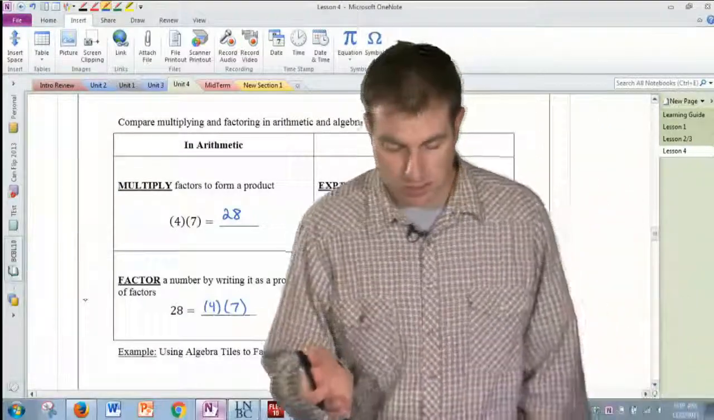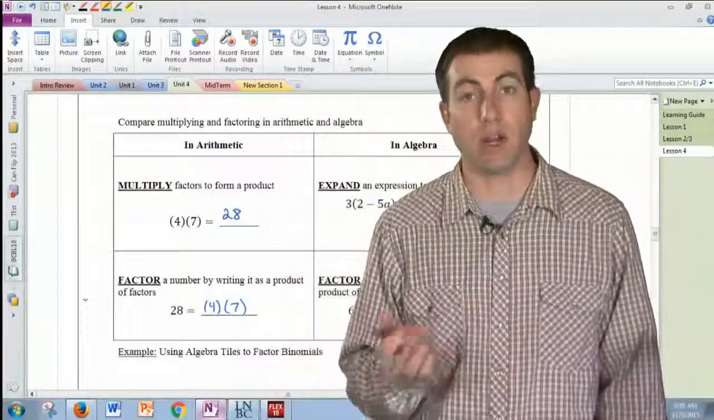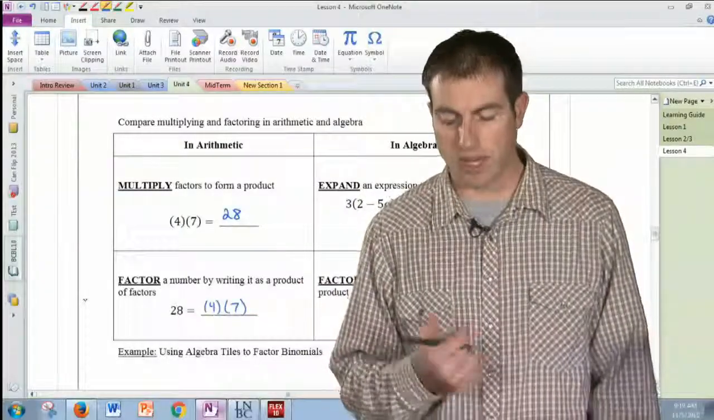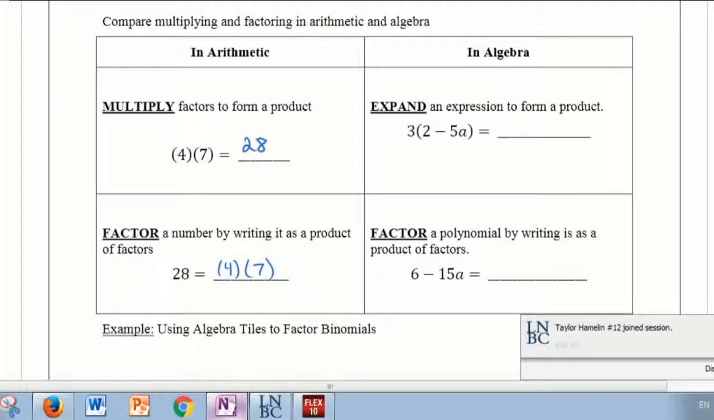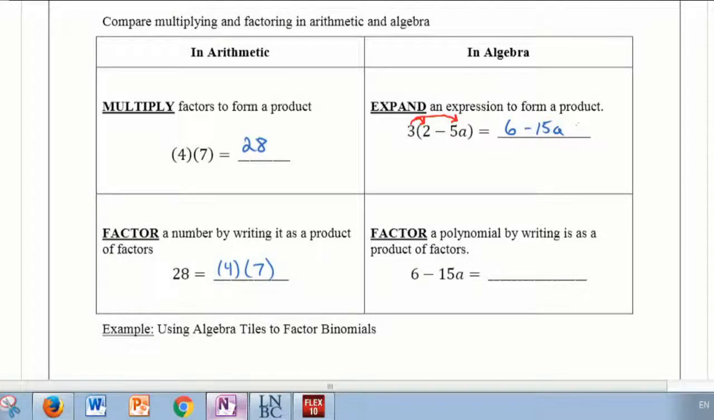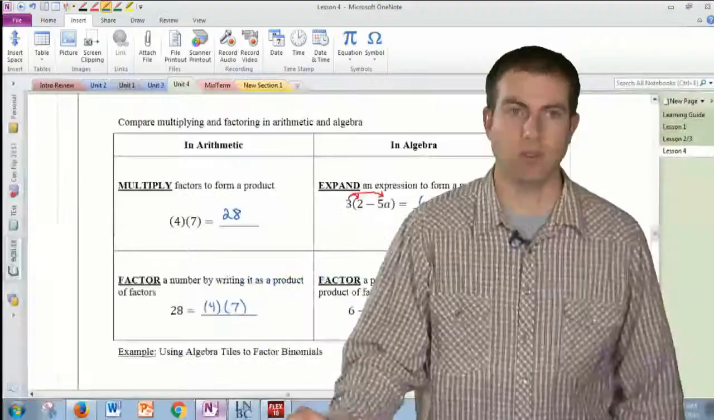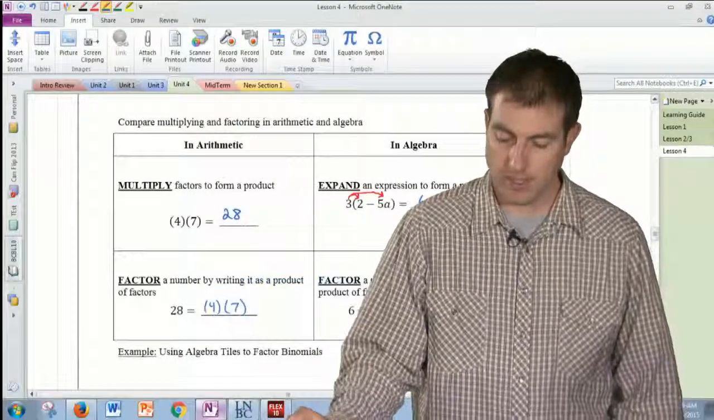What if we start doing this process with variables and letters and things like that? So algebra, essentially. If I said expand, we spent a lot of time talking about expanding with the distributive principle. We're going to multiply everything outside of the brackets by everything inside of the brackets. So 3 times 2 gives us 6, and 3 times 5a gives us negative 15a because it's negative. All right, so that was multiplication or expanding using the distributive principle.